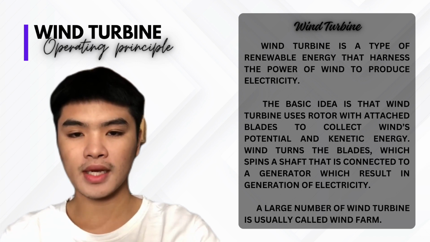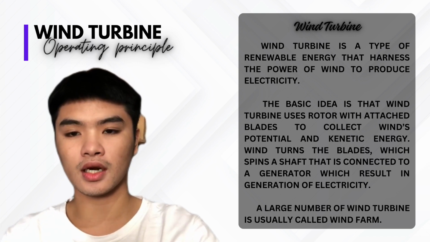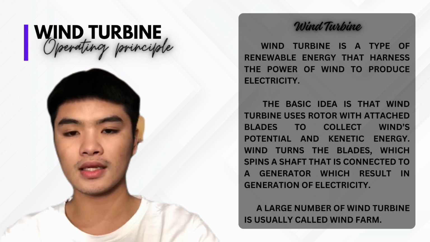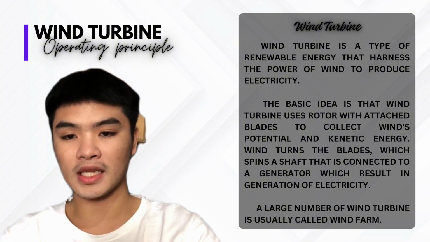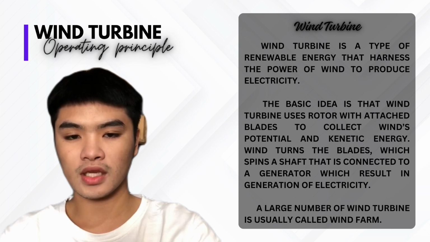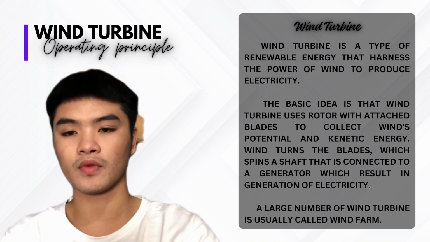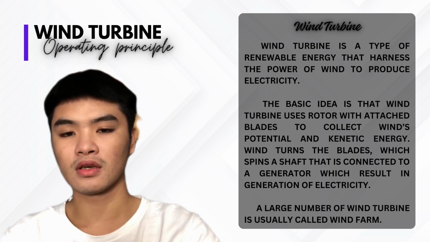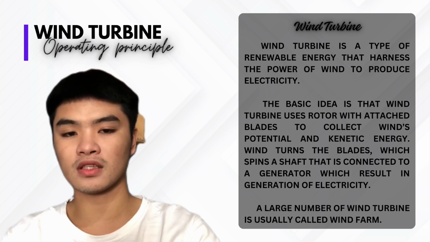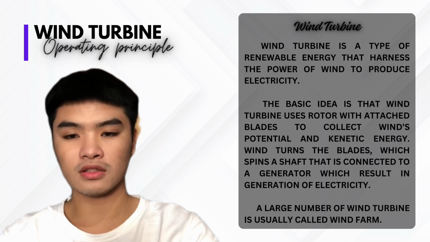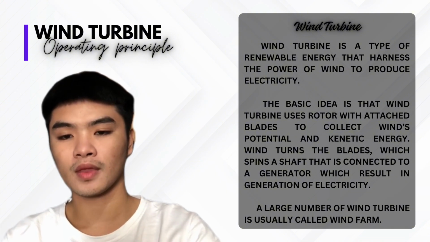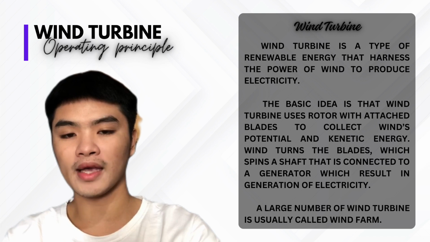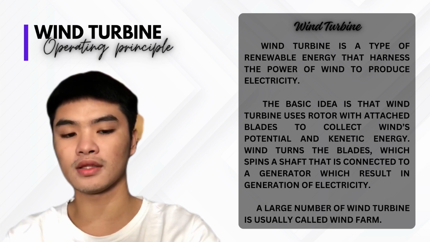So, wind turbine is a type of renewable energy that harnesses the power of wind to produce electricity. The basic idea is that wind turbine uses rotor with attached blades to collect wind's potential and kinetic energy. Wind turns the blades, which spins a shaft that is connected to a generator, which results in generation of electricity. A large number of wind turbine is usually called wind farm.